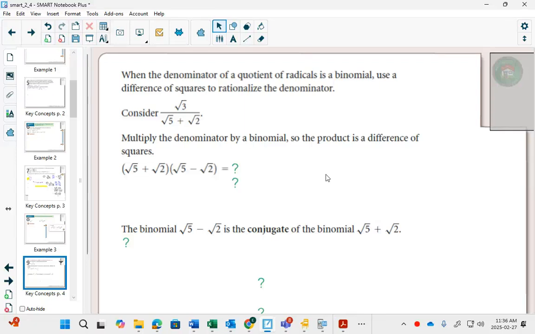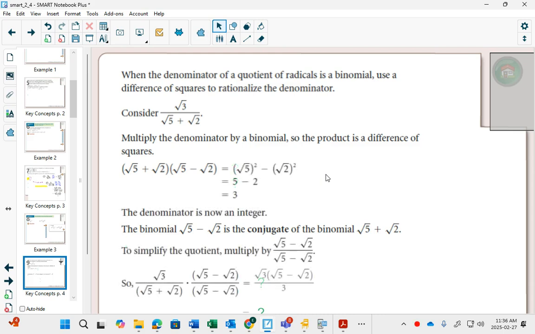On page 124, they have this example, and we already talked about this being a second method for rationalizing the denominator, where we're going to multiply by something that makes a difference of squares. And in order to make the difference of squares, it has to be exactly the same, but one is plus and one is minus. That's what makes a difference of squares.